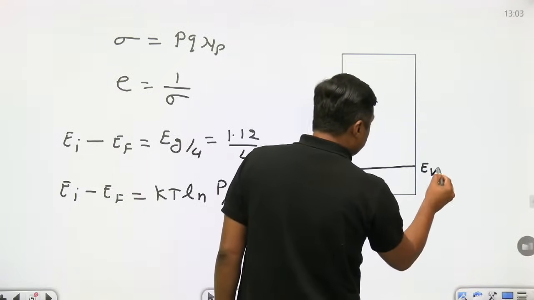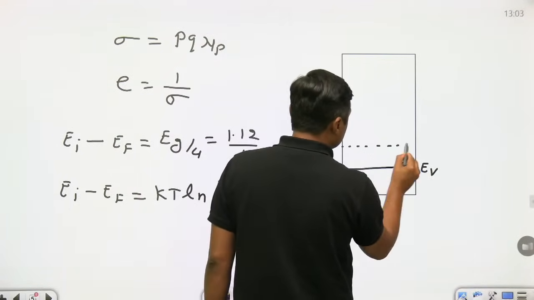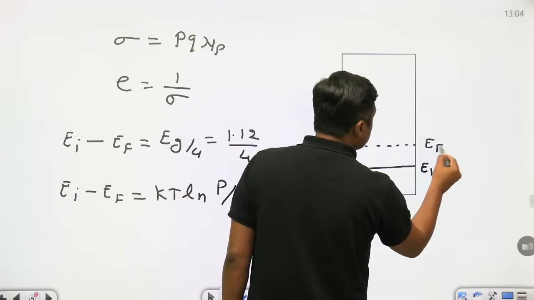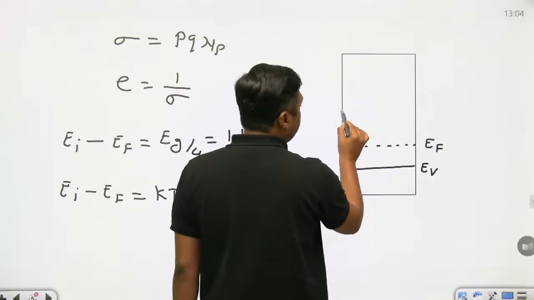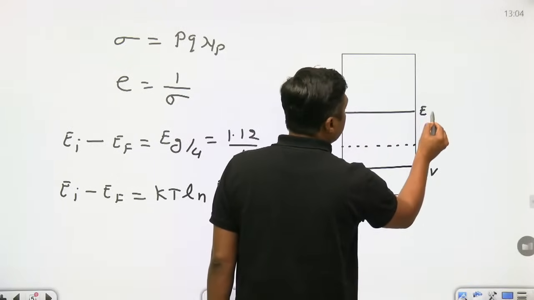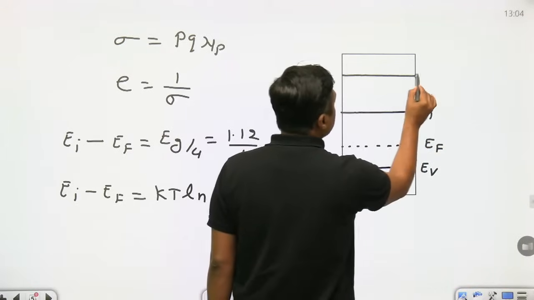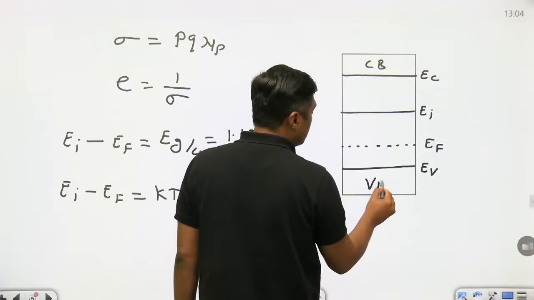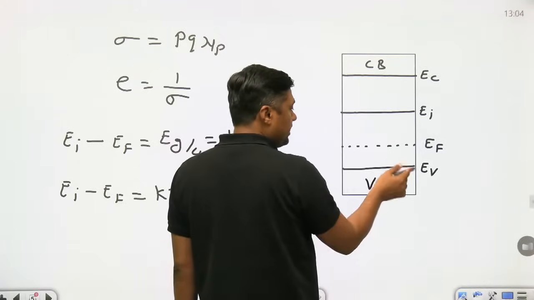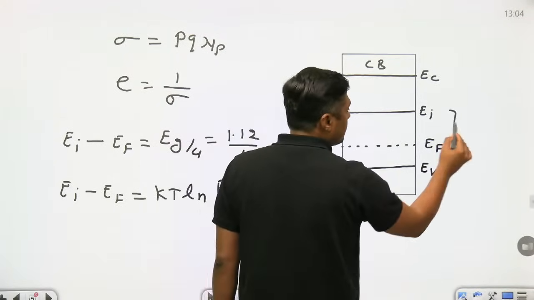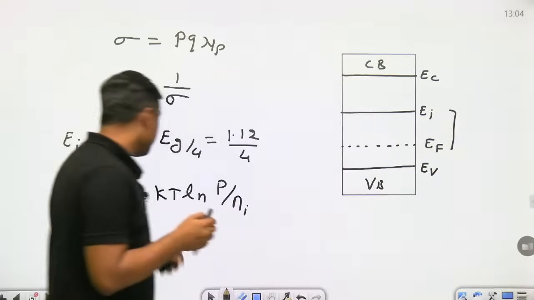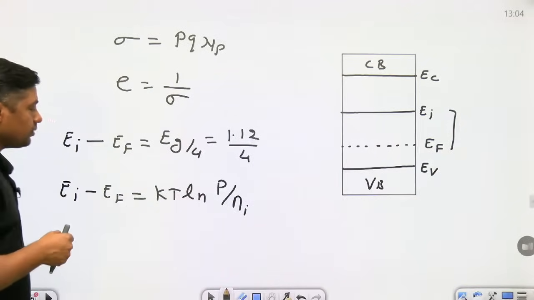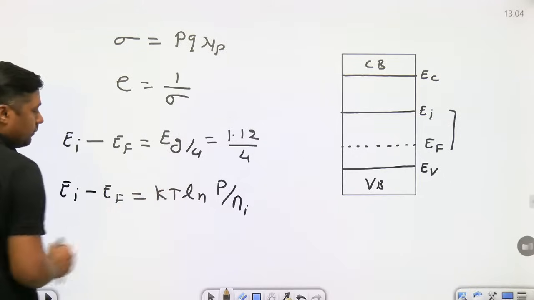This is the EV. This is EF, near to EV, that's why it is a P type, and this is EI, the intrinsic Fermi level, and that is the conduction band, EC. This is the conduction band and that is the valence band. The Fermi level is near to EV, that's why it is P type, and this gap is given by EI minus EF, KT log of P by Ni.